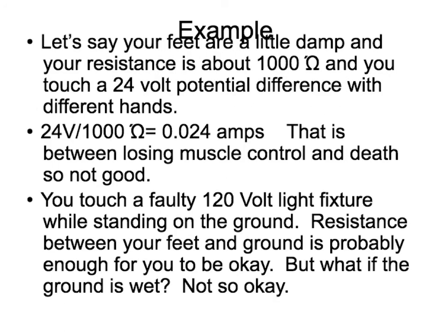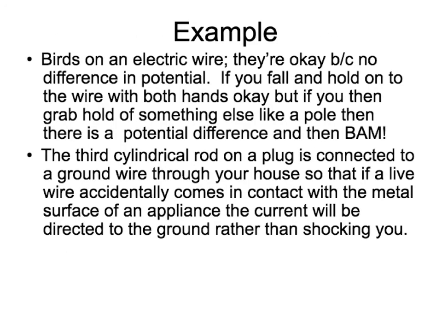So just as an example, say that your feet are a little damp, the floor is a little wet, your resistance is about 1,000 ohms, and you touch a 24 volt potential difference with different hands. I got 0.024 amps going through your body, so that's not so good. With a 120 volt light fixture, standing on the ground, the resistance between your feet and the ground is probably enough for you to be okay, but if the ground is wet, not okay.